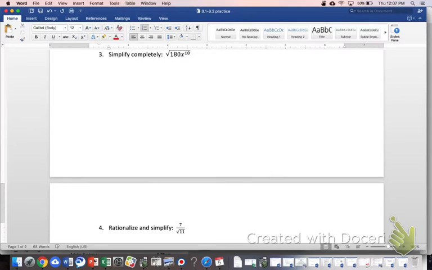All right, number 3 says simplify completely, and this is sort of like number 1, the square root of 180x to the 10th. In order to do this, I need to break down my radicand into its prime factors. So 180 would be 2 times 2 times 3 times 3 times 5, I think, right? Yeah. And then x to the 10th would just be x times itself 10 times.